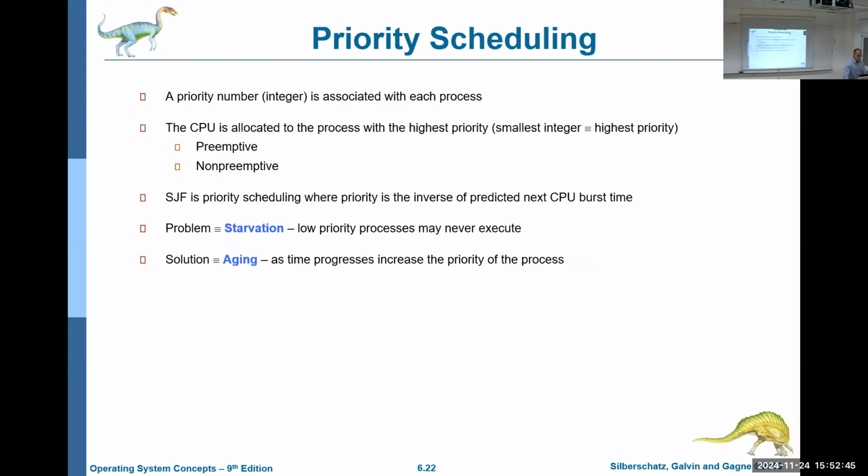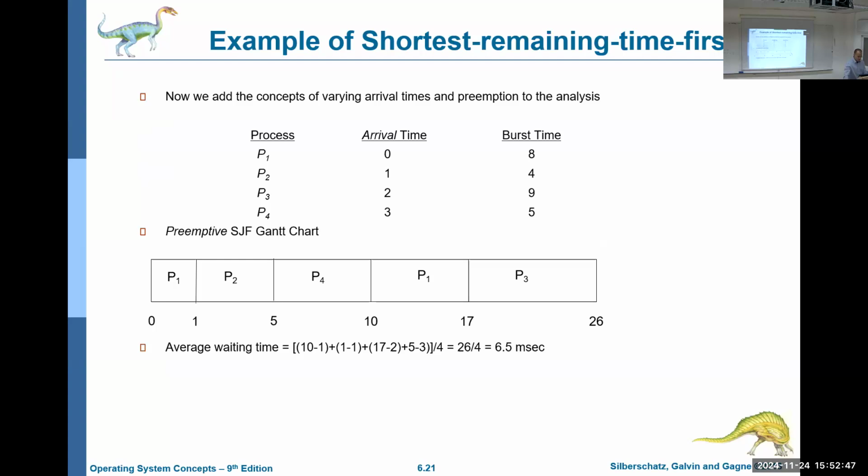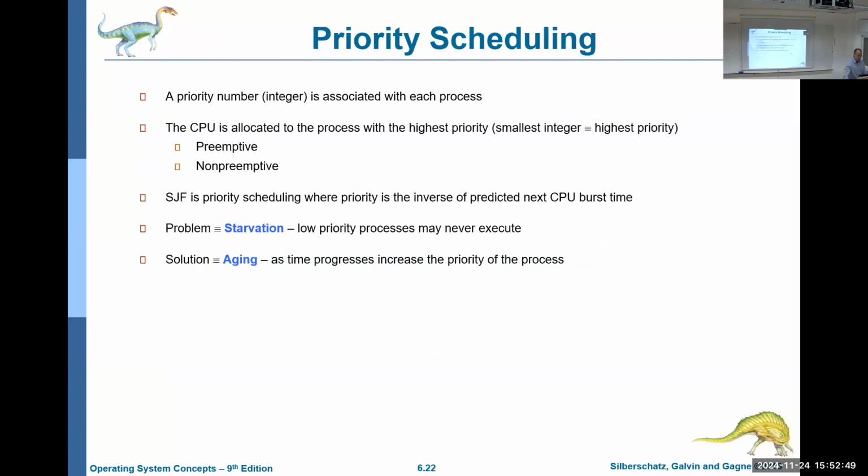Shortest remaining job. Priority, just make sure we did this. Yeah, we did this. Okay. Priority scheduling: a priority number, an integer, is associated with each process. So here we just say, if you have a higher priority and you're a VIP and you're in the queue, you get serviced first. We don't care how long you've been there or anything.